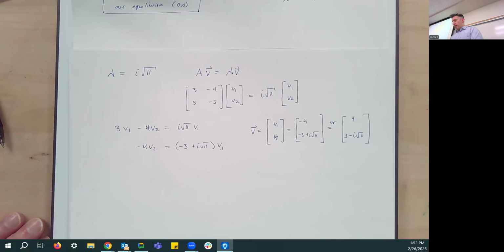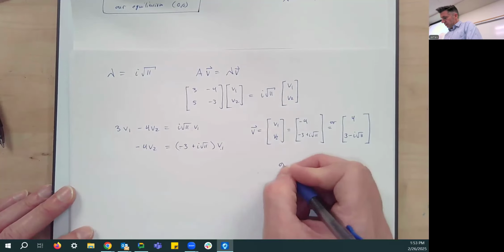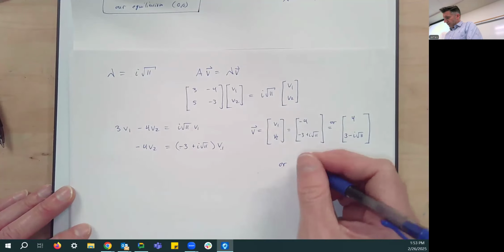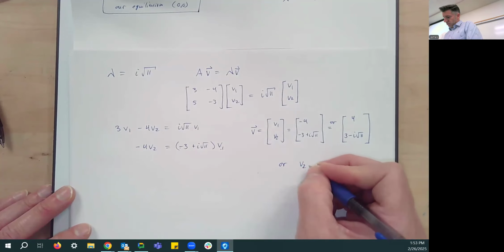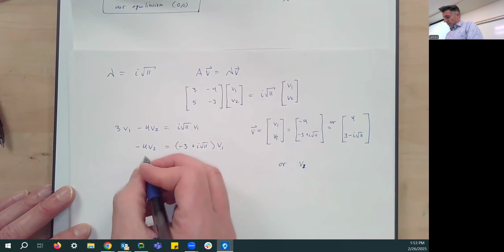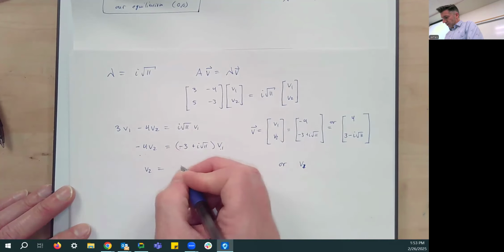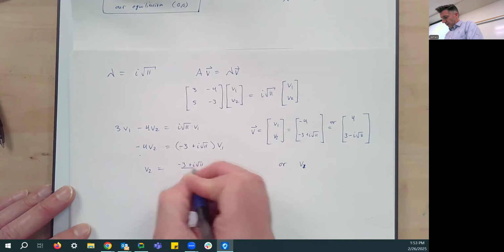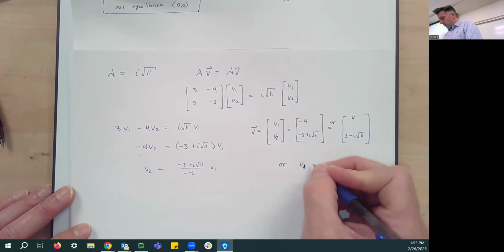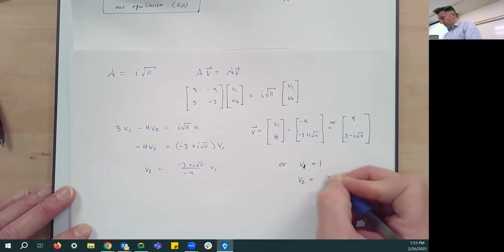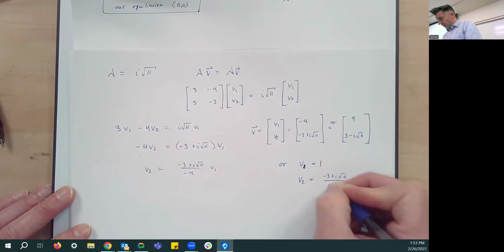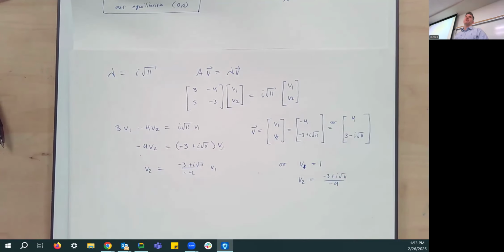Meaning he would have probably picked, annoyingly, sorry, v2, not v2, sorry. He would have divided both sides by -4. Said v2 is equal to -3 plus i root 11 divided by -4 v1, and picked v1 equal to 1 and v2 equal to -3 plus i root 11 divided by -4, which seems like the worst choice you could make. But they're all valid choices. Each of these three choices here are multiples of each other. So they're all technically eigenvectors for the same eigenvalue.